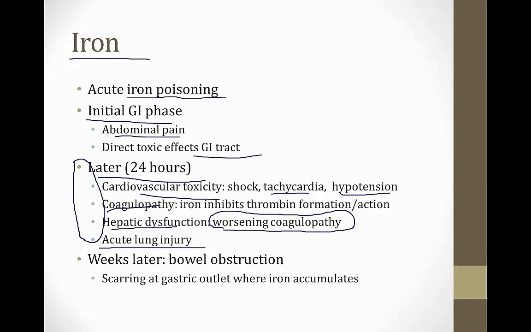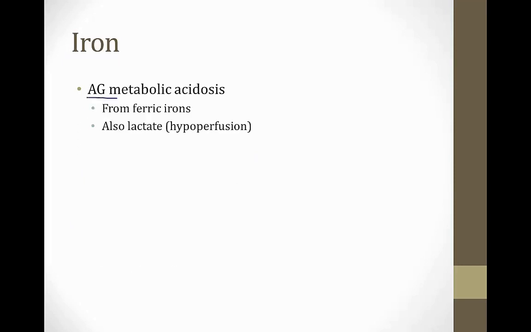When patients recover from the iron overdose, weeks later they often get a bowel obstruction. This is because you get scarring at the gastric outlet where the iron accumulates. So there's two reasons you get an anion gap metabolic acidosis during that acute phase. First of all, there are ferric ions, which are unmeasured anions. And then also these patients often hypoperfuse their tissues, so then they can get a lactic acidosis. So both of these things can contribute to a high anion gap metabolic acidosis.